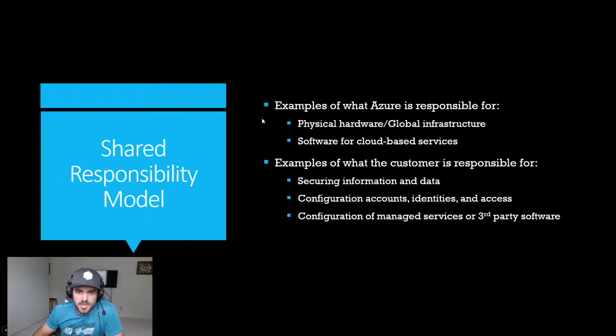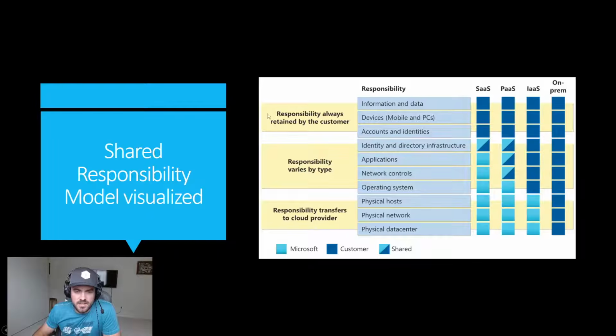So, the shared responsibility model. Let's start here, actually, this is a nice visualization of it. Essentially, what you want to remember is the provider, Microsoft and Azure in our case, is responsible for the physical components. The physical hosts, the physical network, the physical data center that's hosting all these physical servers, the racking, the cooling, the powering, everything related to the physical, the guarding and the security of the data centers. That's all Microsoft.